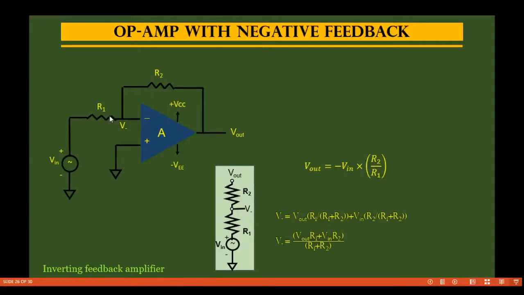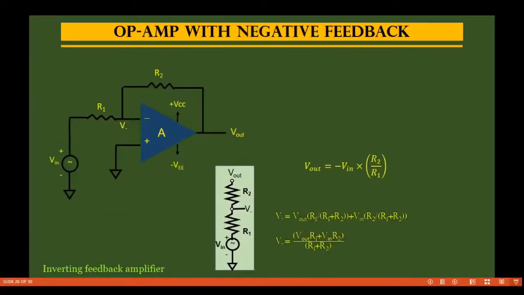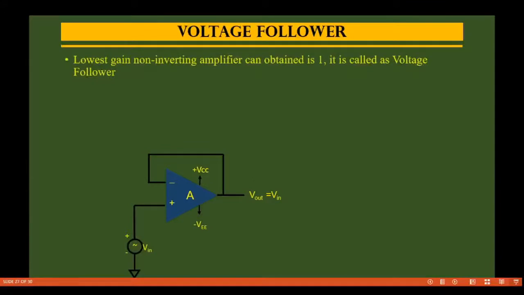In the previous case we had 1 plus R2 upon R1. There is only a difference between the 1 plus, and in case of the inverting configuration we have a minus R2 over R1, right? So now we'll see another type of circuit using an op-amp, the voltage follower.